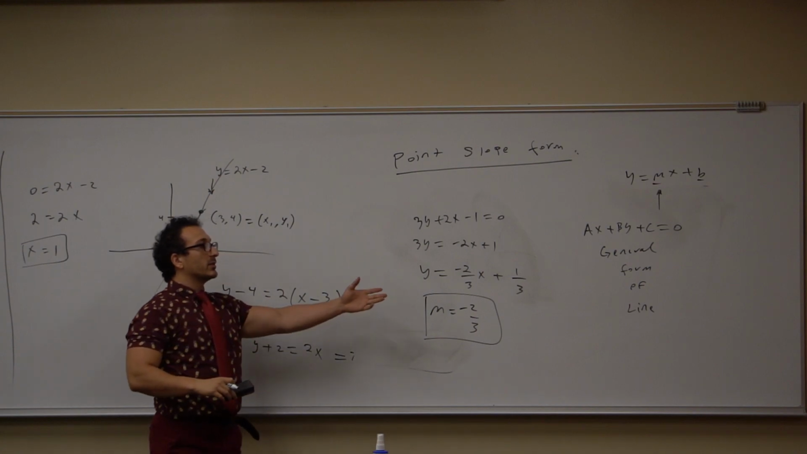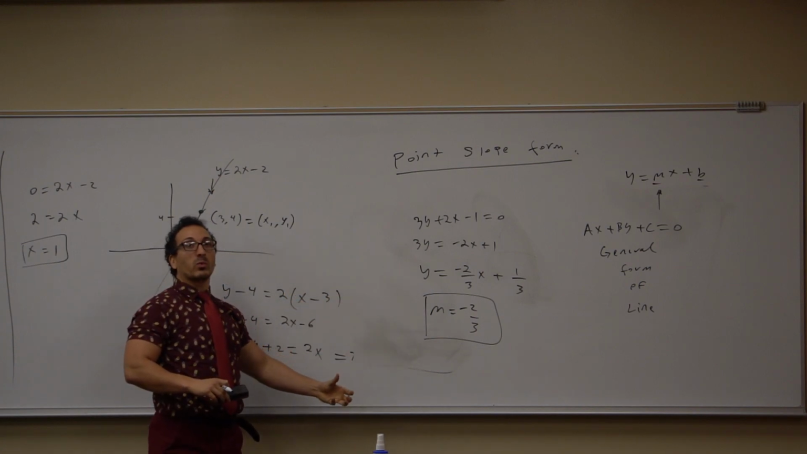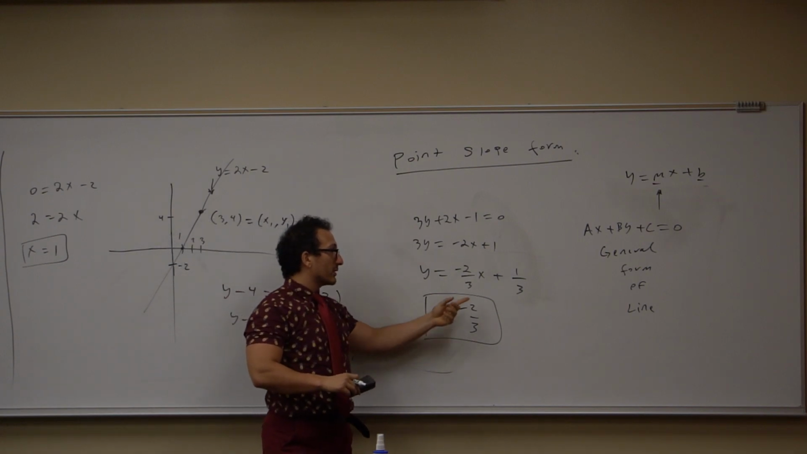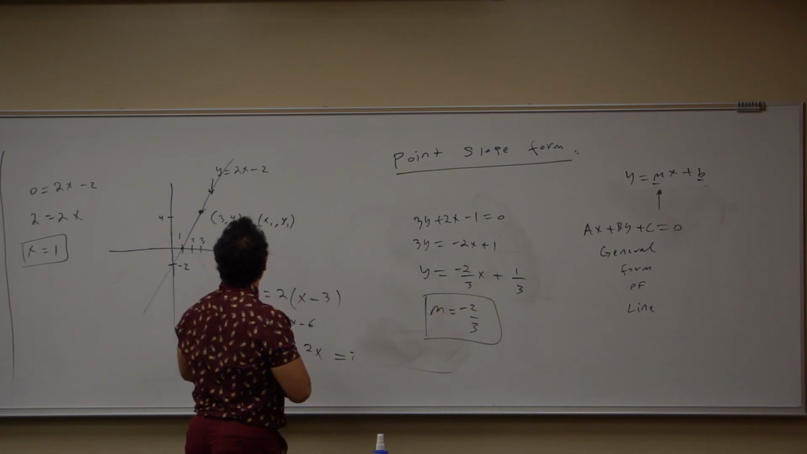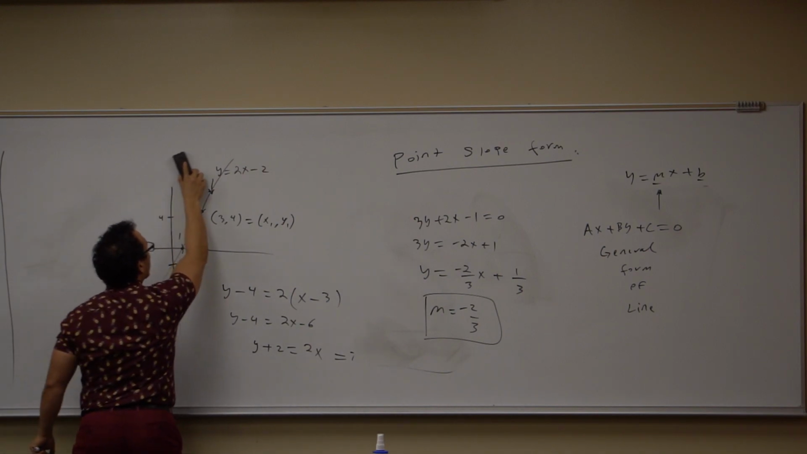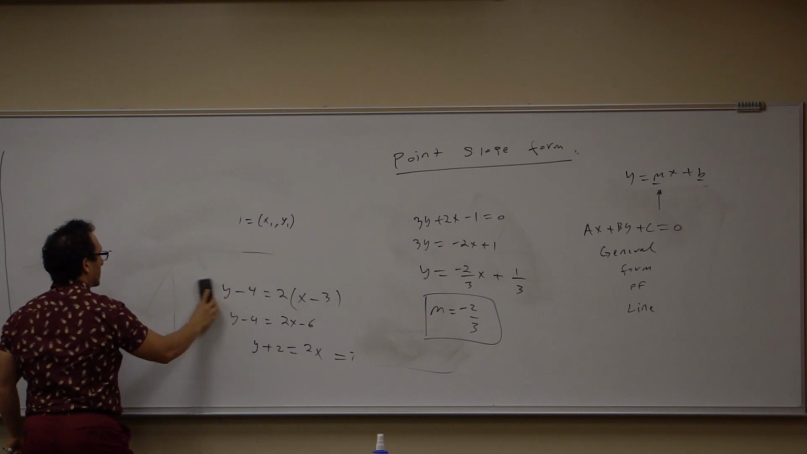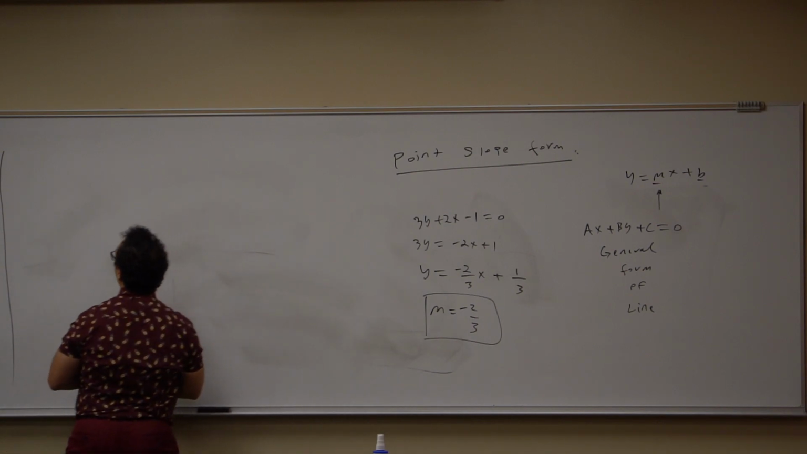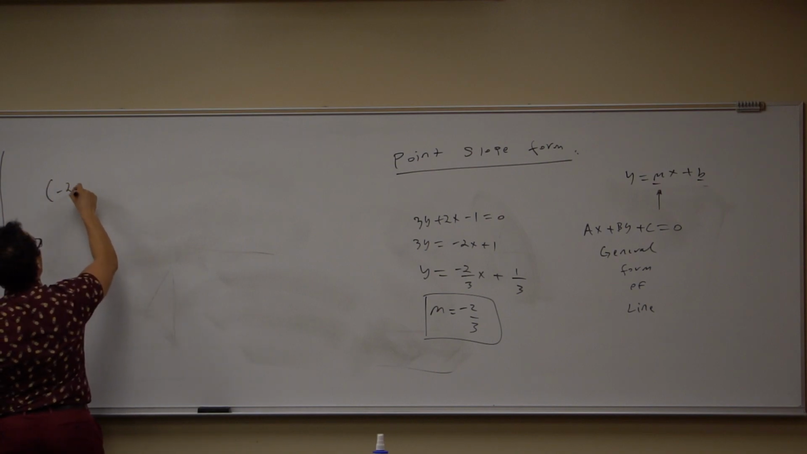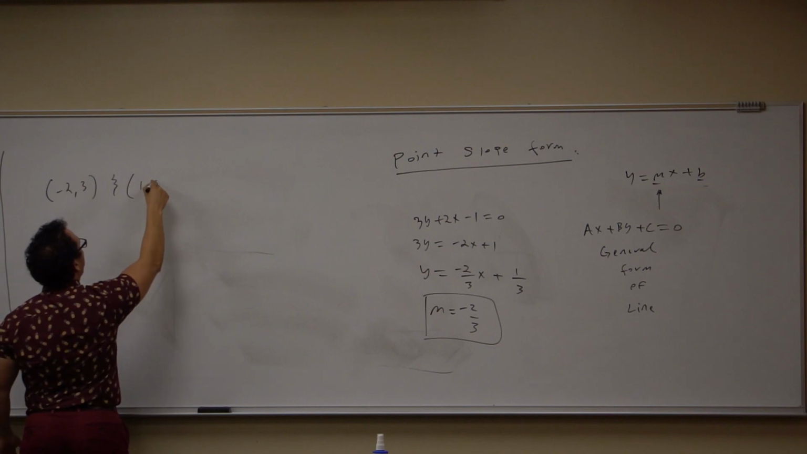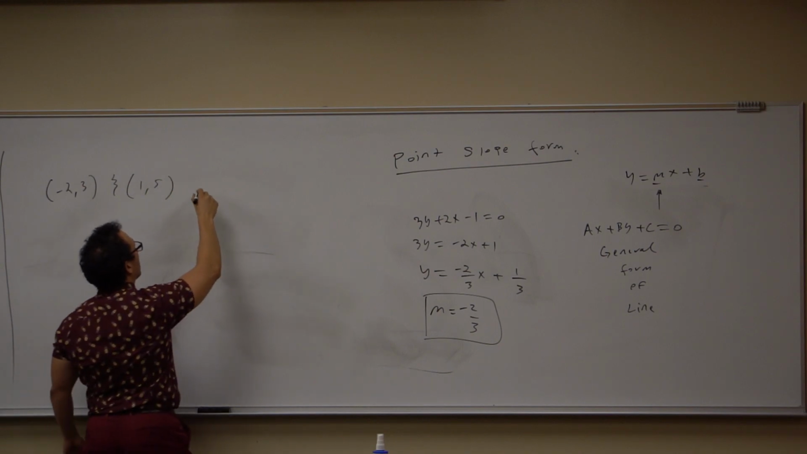Now, we know how to deal with a case where we've been presented a general form of the line, and we can find the slope and the linear equation. Now, what if we were just given the information that we have 2 points on the line, and then we're supposed to come up with the equation for the line? Let's say we have 2 points: (-2, 3) and (1, 5). These are 2 points on the line.